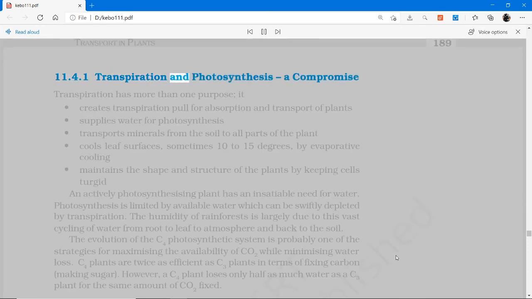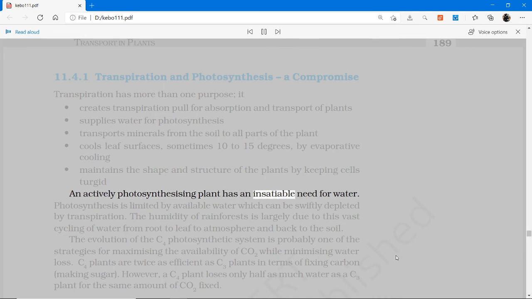11.4.1 Transpiration and photosynthesis, a compromise. Transpiration has more than one purpose. It creates transpiration pull for absorption and transport of water in plants, supplies water for photosynthesis, transports minerals from the soil to all parts of the plant, cools leaf surfaces, sometimes 10 to 15 degrees, by evaporative cooling, and maintains the shape and structure of the plants by keeping cells turgid and actively photosynthesizing.